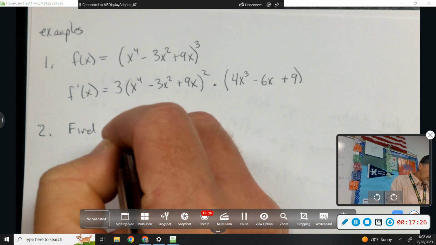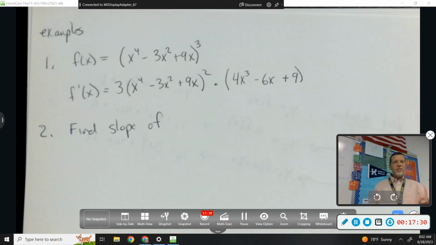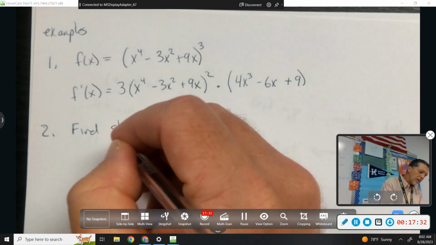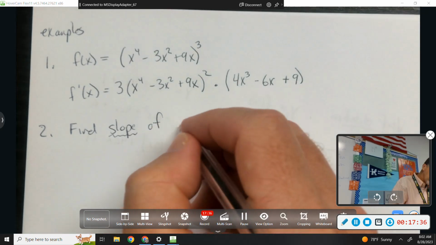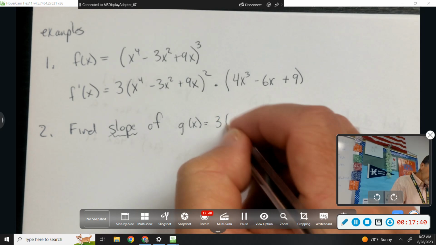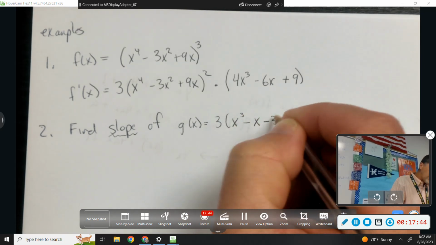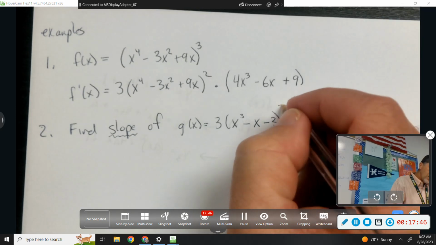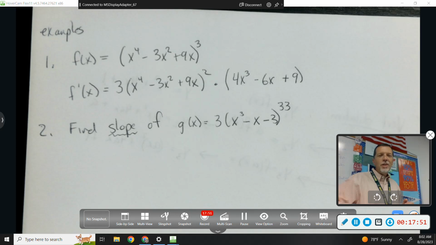Number 2, find the slope of... so what am I asking you to do when I use the word slope there? Derivative. We just want to remind you of all the different words. g of x equals 3 times (x cubed minus x minus 3) all to the 33. That would be terrible. But as a derivative, it's not really that bad. So you try that one.